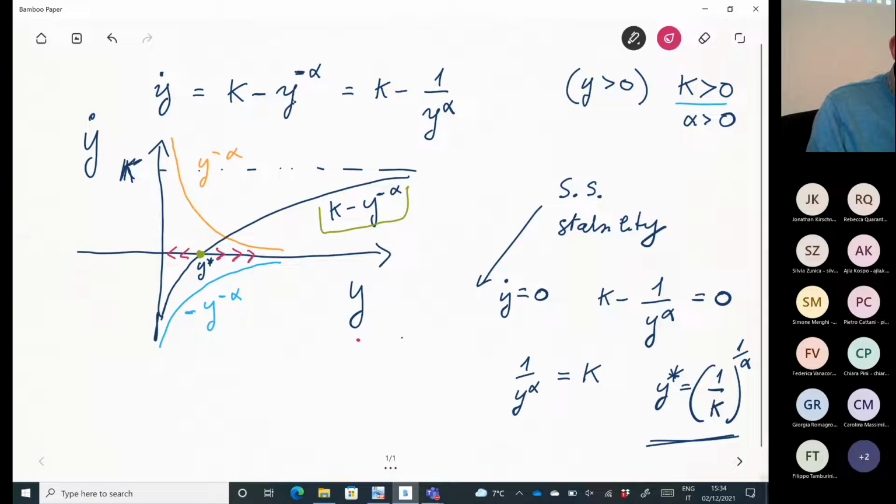Suppose that y represents the amount of pollution, let's say CO2, for instance, in the atmosphere, okay? Y is the stock. K, which represents the flow, is the intensity of emissions per unit time. Y is the level of the pollution. In general, this can be interpreted as pollution, but not only pollution, in particular CO2. Okay?